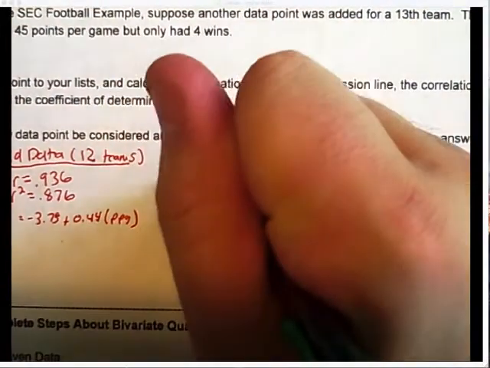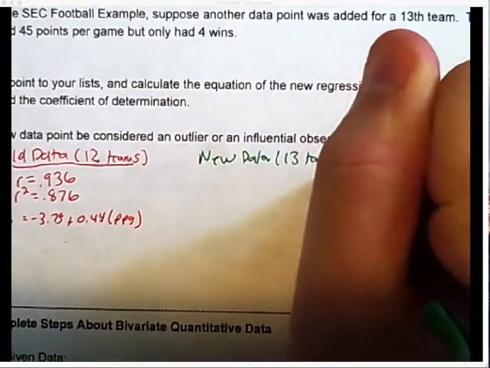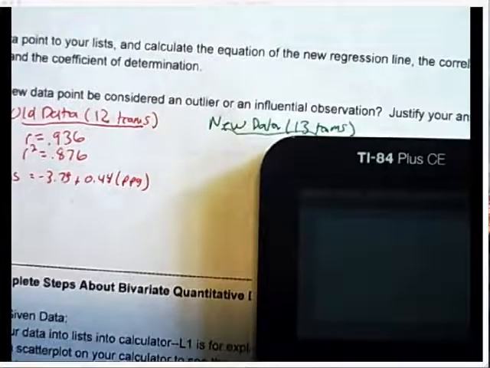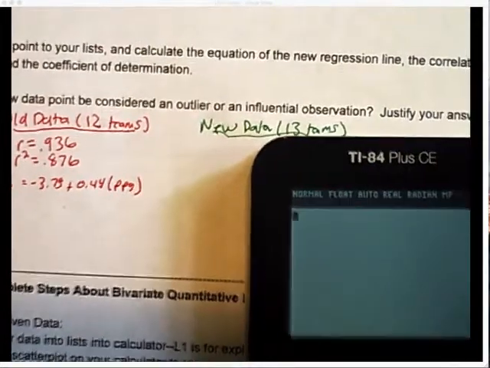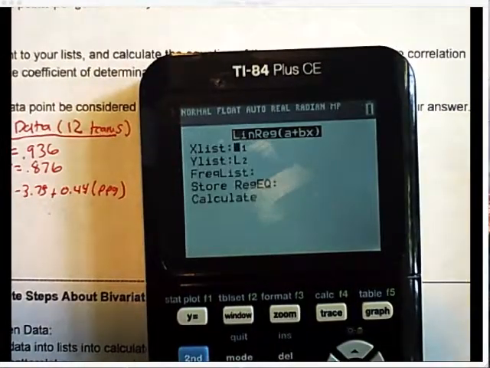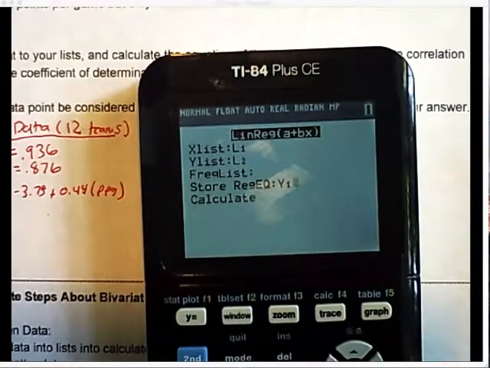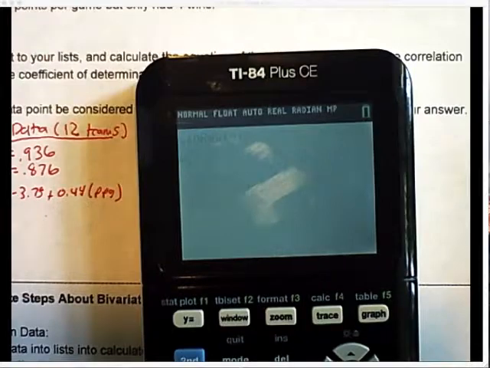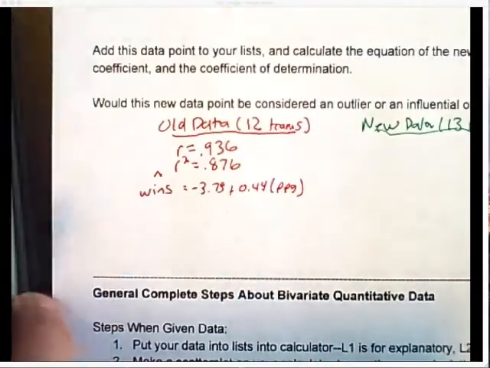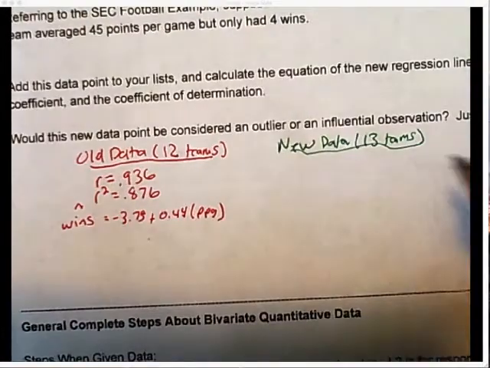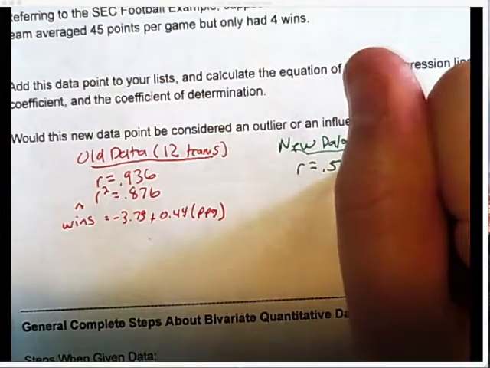New data with 13 teams. I'm going to run the regression here. So quit out of there. I'm going to go stat, calculate number 8, list 1, list 2, store the regression equation, and calculate. All right, so let's write this information down from the calculator. Well, the R now is 0.518.